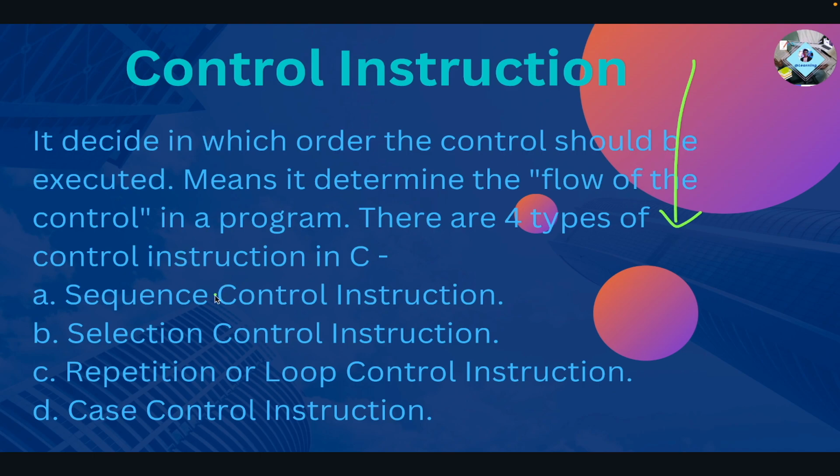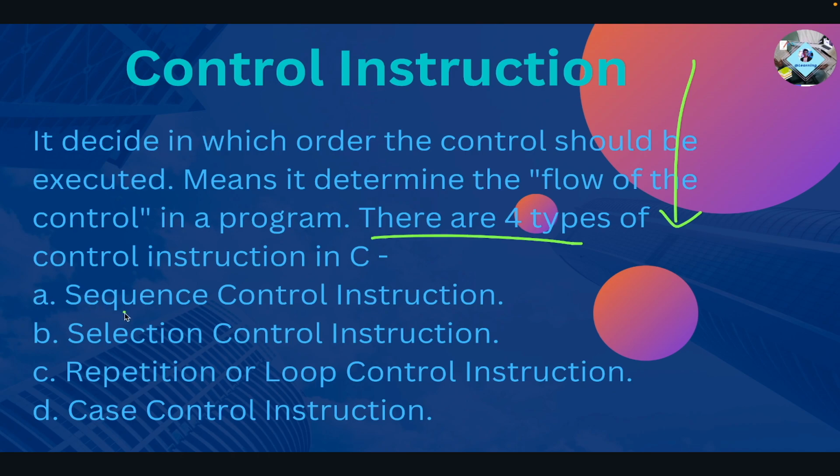That is the normal thing, but if there is a loop or a switch case statement, those decide the control flow. Then the control flow can go any other way. Let us see what types there are. There are 4 types of control flow instruction in C.